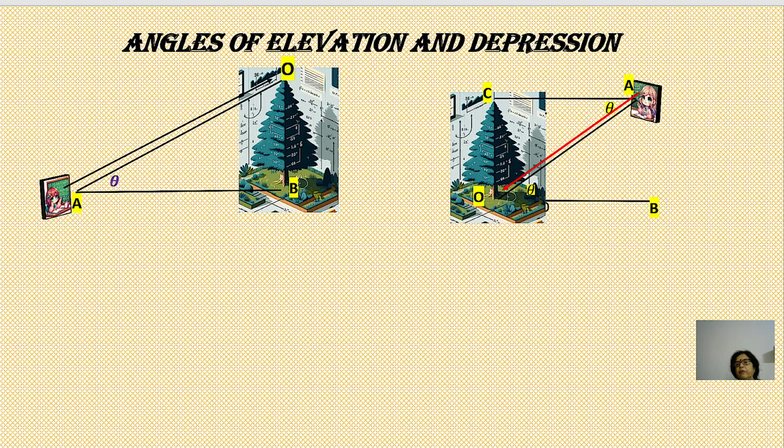In the second diagram over here, the observer is positioned at the top of, say, a building, and he looks down at the base of the tree. Now, when he looks down, this is the horizontal AC from his line of sight, and this angle that his line of sight makes with the horizontal is called the angle of depression. And obviously, AC being one horizontal and OB being another horizontal, they are parallel to each other, and so AO is the transversal, so angle CAO will be equal to angle AOB, interior alternate angles.